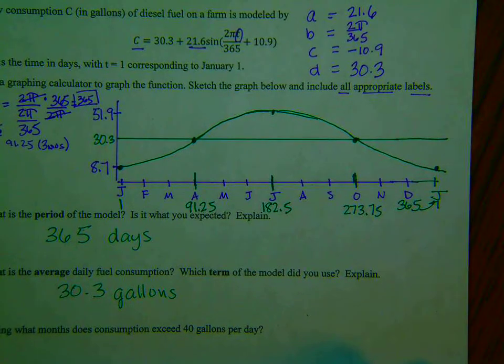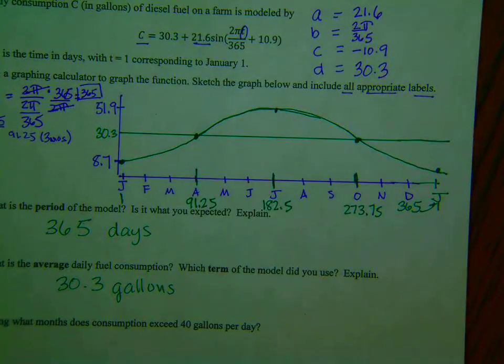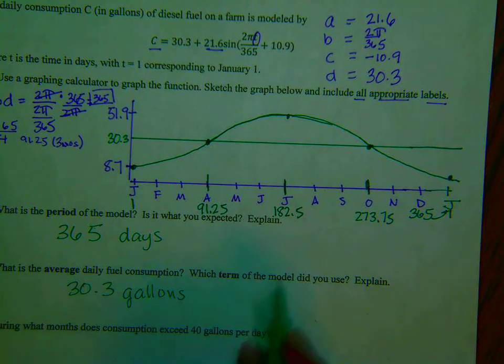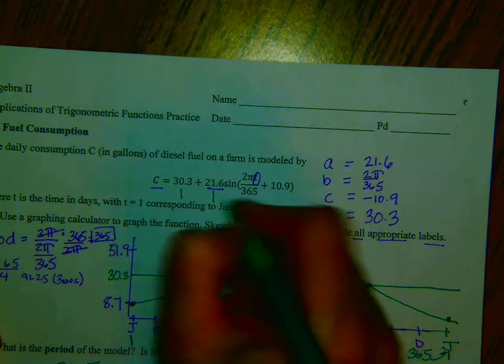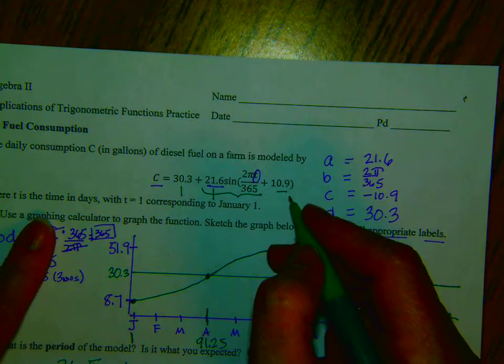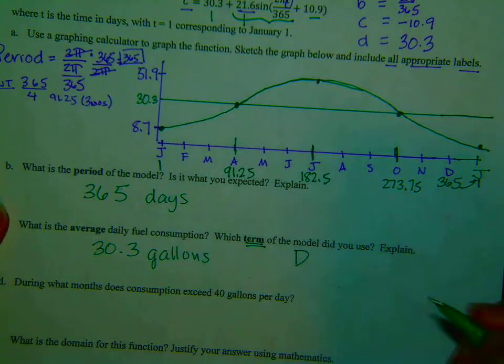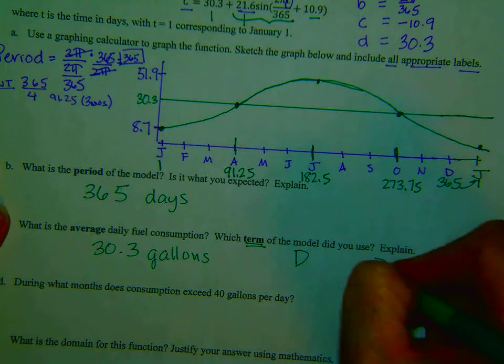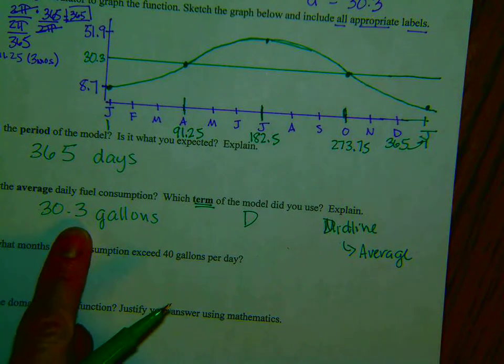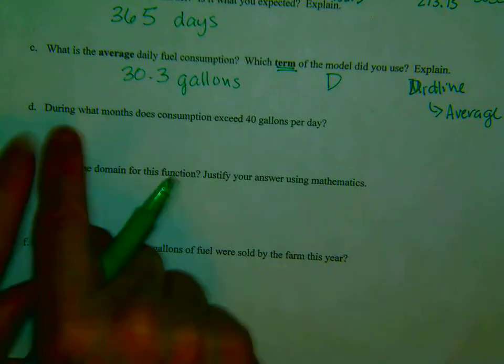All right. So now the question: what is the average daily fuel consumption? 30.3 gallons. What term of the model did you use? Now the terms of the model are 30, this whole thing right here is a term, this is a term. Terms are things that are multiplied together. What term did we use? Well, we used D, because D gives us the midline of our function. What is the midline? Well, midline is the average. So that's exactly what we need. What is the average daily fuel consumption? 30.3 gallons.